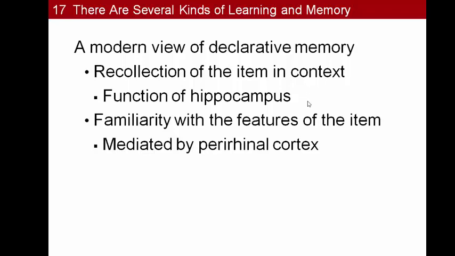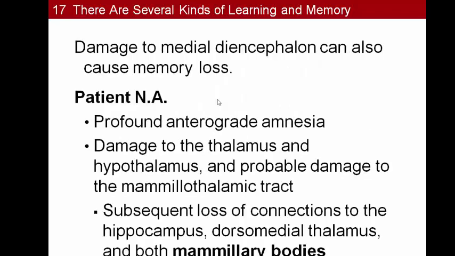So depending on what part of the brain has damage, that might impact one or the other, or both if you have damage that's in both locations. All right, now let's think about another example of a person who's had an unfortunate experience that led to memory loss. So here we have patient NA.